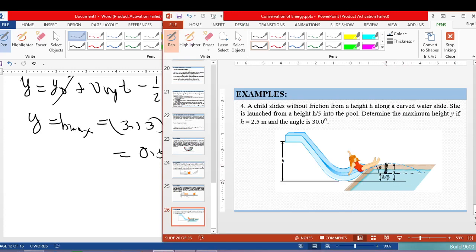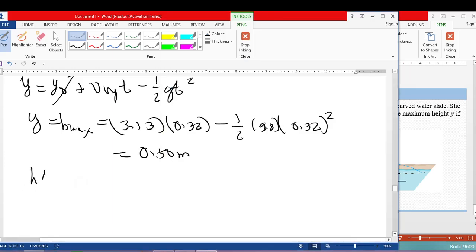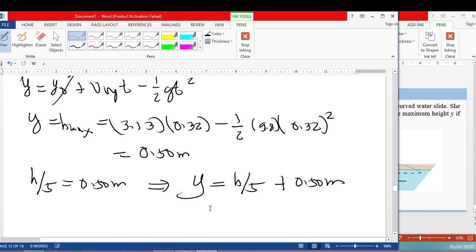So we have to add h over 5, which is equal to 0.5 meters. So the maximum height y is equal to h over 5 plus 0.50 meters. So that is 1 meter, since our h over 5 is 0.50 meter. So that is the answer.